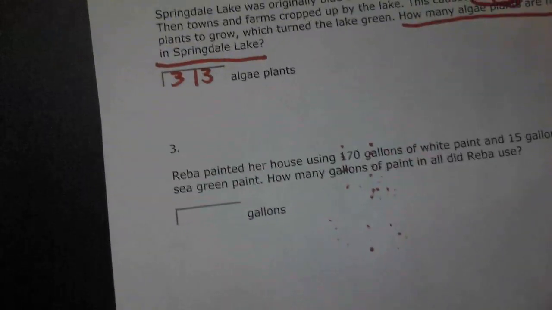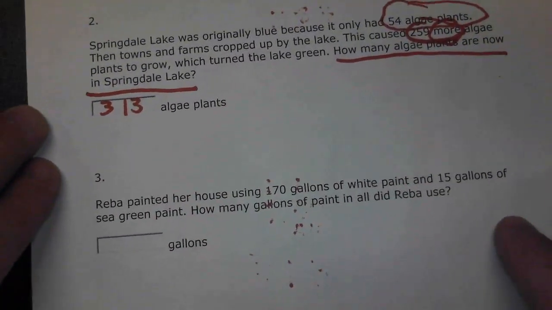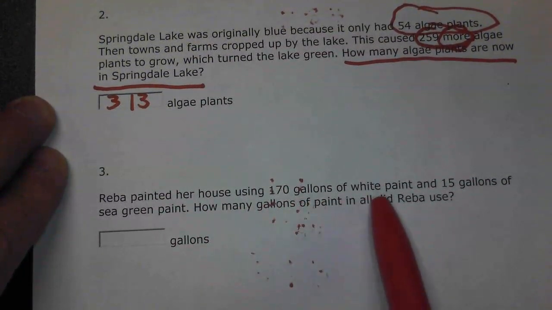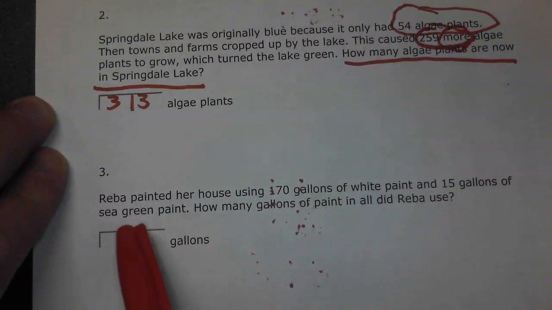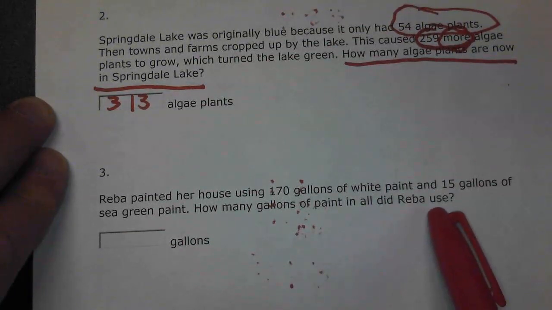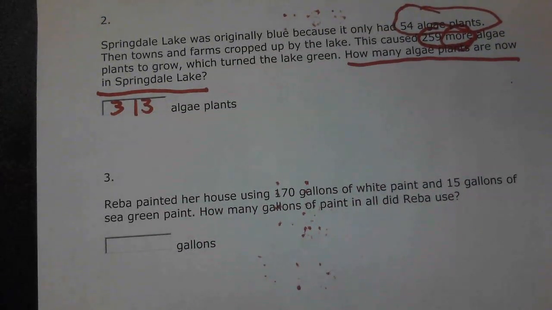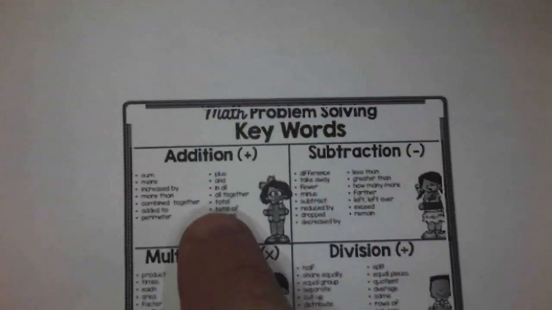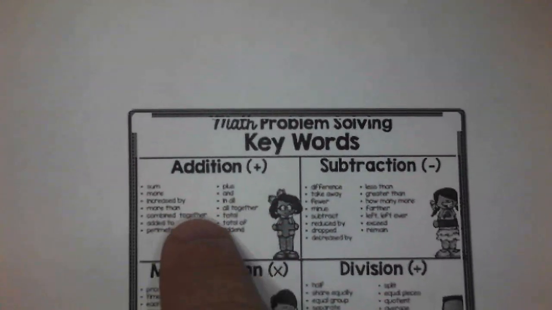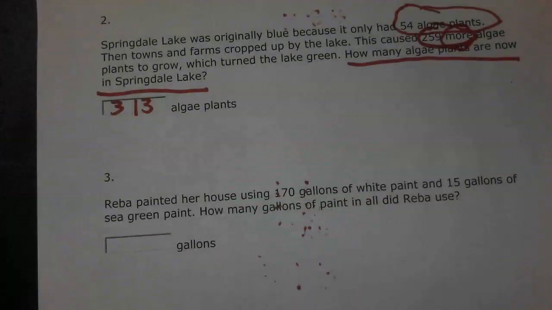Okay? So Reba painted her house using 170 gallons of white paint and 15 gallons of sea green paint. How many gallons of paint in all did Reba use? So we're looking at the words. If you look real carefully right here, you can see the word in all. How many in all? That means we're going to be adding.